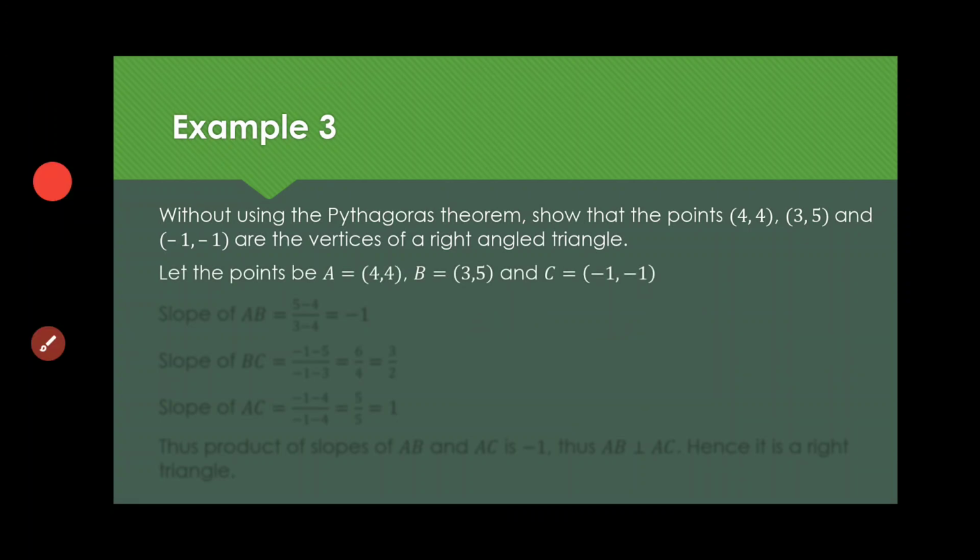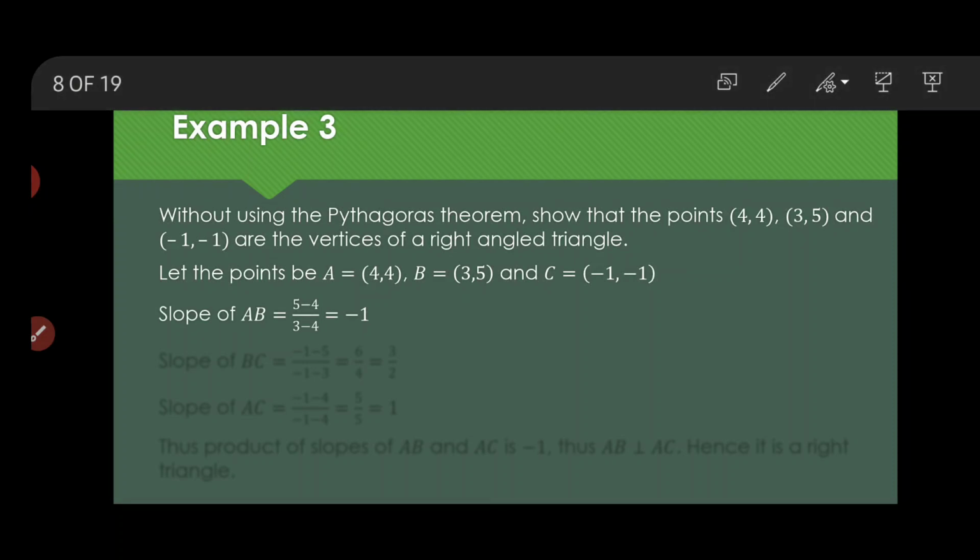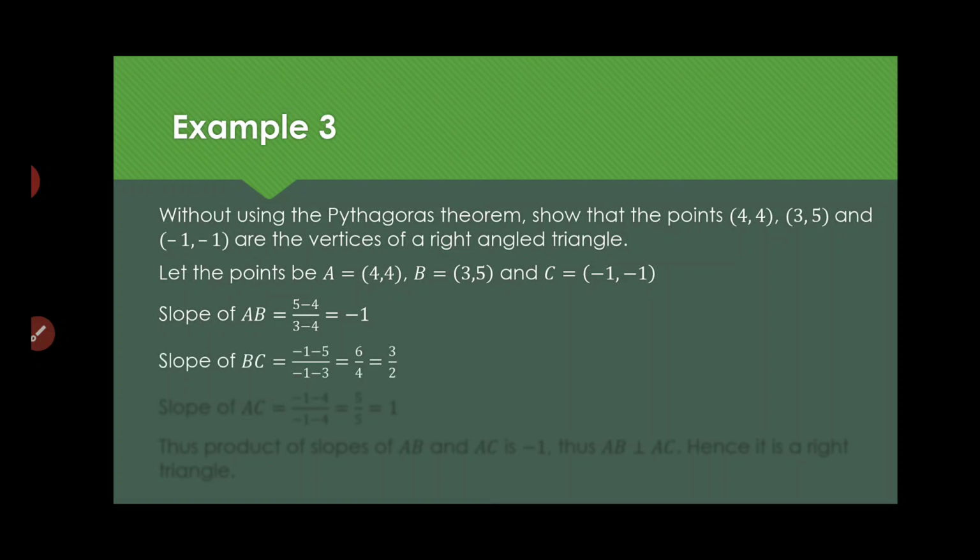So I just mark the points. Let us call 4, 4 as A, 3, 5 as B, and -1, -1 as C. So slope of AB, that is y2 minus y1 by x2 minus x1. So we just apply that method and it gives you -1. Slope of BC, that is 3/2 as you get, and slope of AC, that is 1.